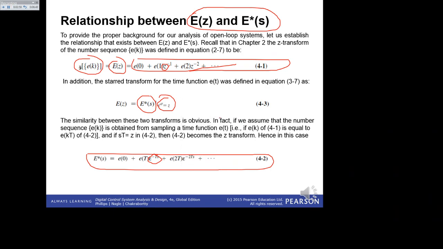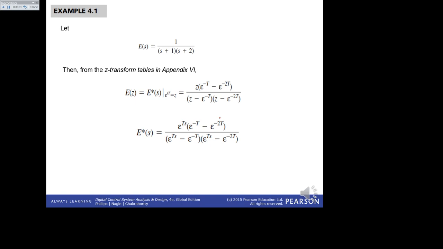So let's look at the second example, example 4.1. Look at this transfer function, which is in the frequency domain. If you are asked to get EZ of this transfer function, that is the Z transform of this transfer function, it is going to be this one from the table. Just go to the Z transform table. When you go to the Z transform table, it will be in this form. EZ is equal to this term.